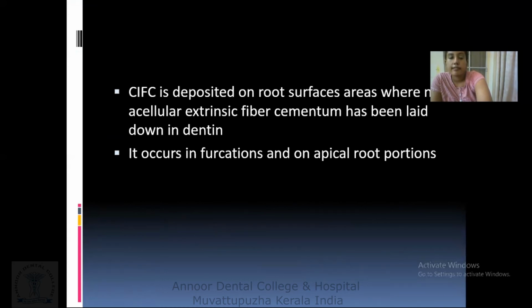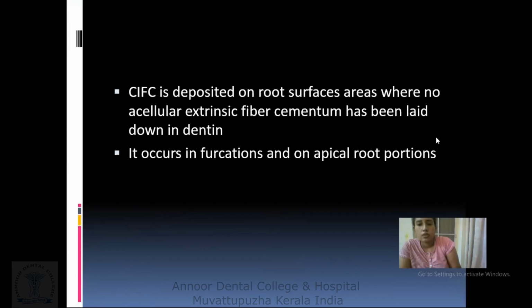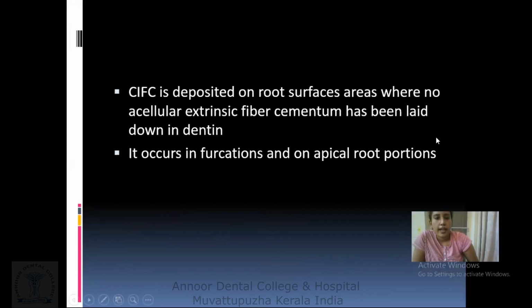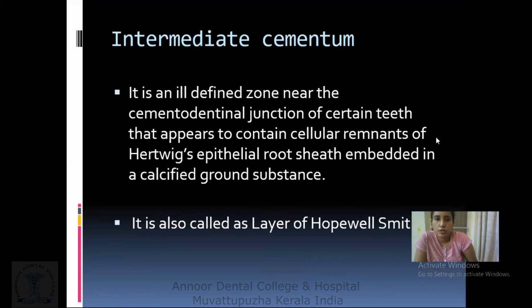The cellular intrinsic fiber cementum is deposited on the root surface area where no acellular extrinsic fiber cementum has been laid down in the dentin. It occurs in the furcations and on the apical root portions.